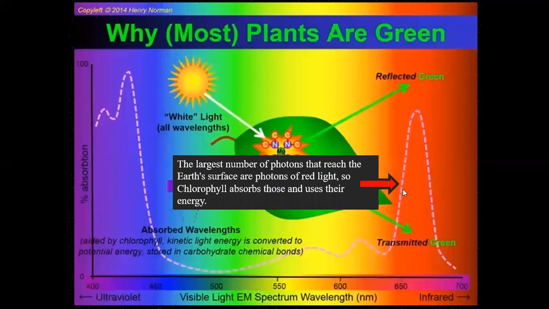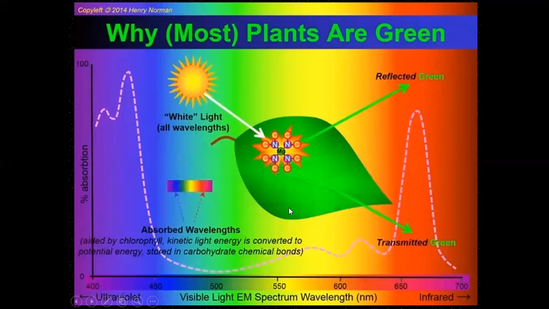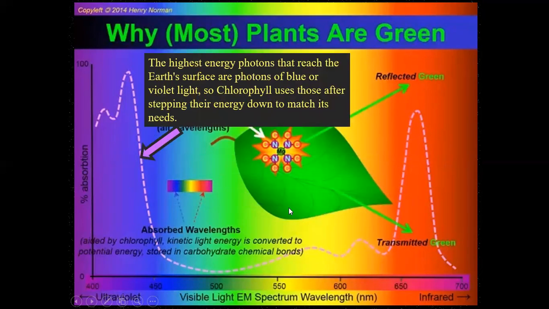So chlorophylls are absorbing red color a lot. And then the highest energy photons that reach the Earth's surface are photons of blue or violet light. So chlorophyll uses those after stepping their energy down to match its needs. It is too much, but chlorophyll can use the correct amount. So it's breaking this energy into pieces, and it can absorb 100% of this light.